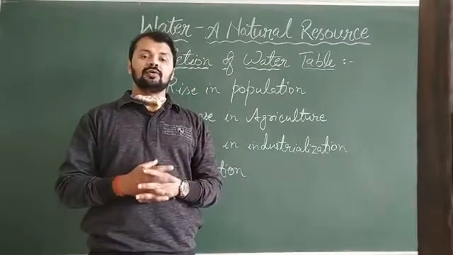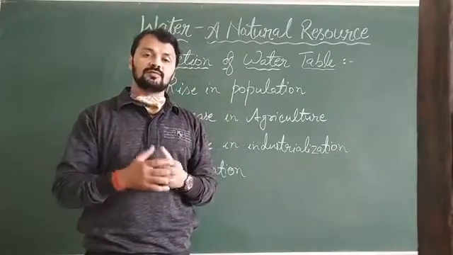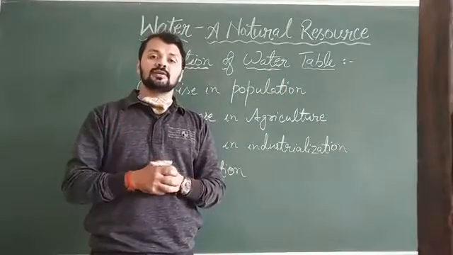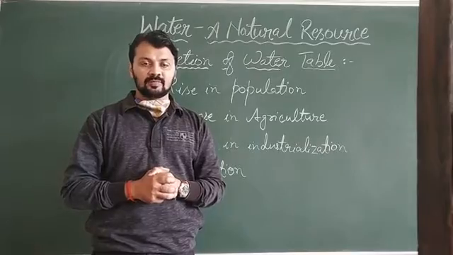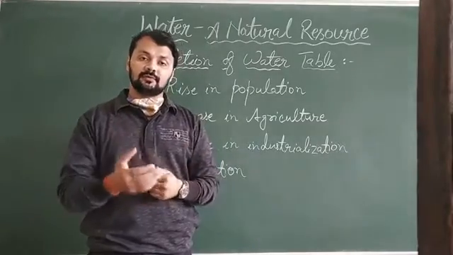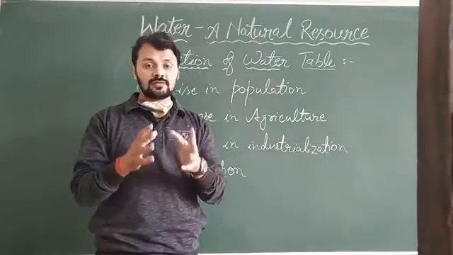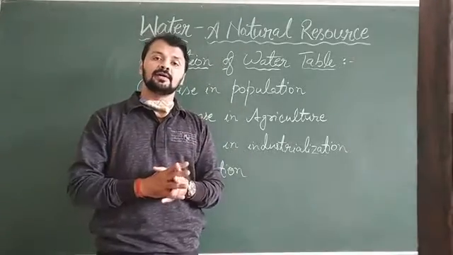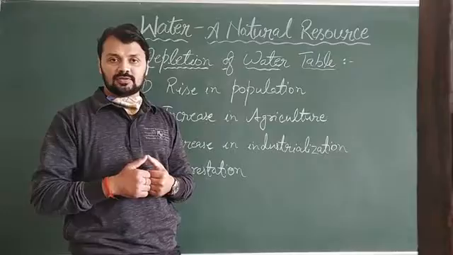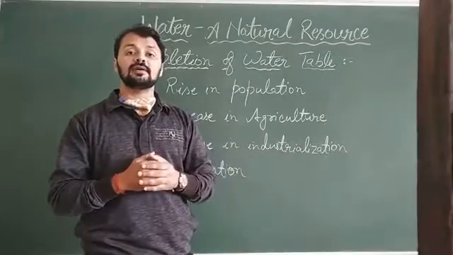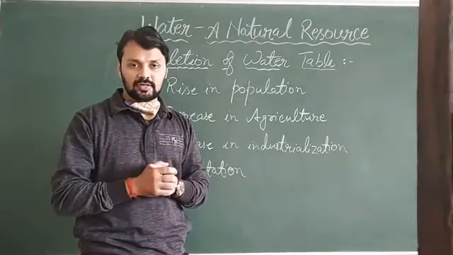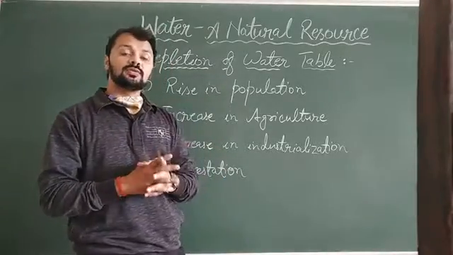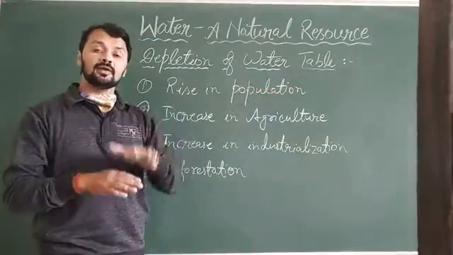Because we are dependent on water resources for our needs, and the water table is a primary resource of fresh water for us. So if we use the fresh water from the water table at a faster rate, then consumption is going at a faster rate, but the replenishment of the water table is slower because it is a natural process. So then the water table may go down.